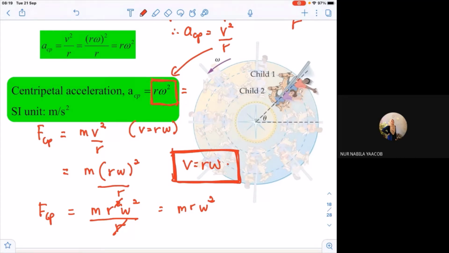So the centripetal force can also be written as m r omega squared. Just add m to the equation. Okay, r omega squared times m, so you get m r omega squared. This is not w, this is omega. I often write it down as w, but it is omega.